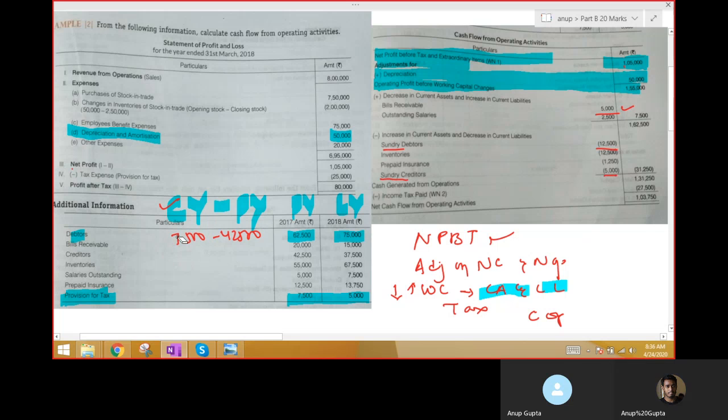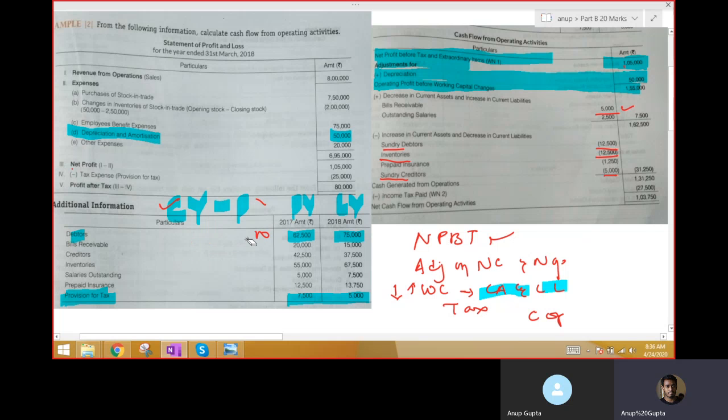Next, inventory. Again the same thing. Current year is 67,500, minus 55,000. How much is that? 12,500. Positive, so that means increase. Increase in current asset will be subtracted. So inventory is subtracted.